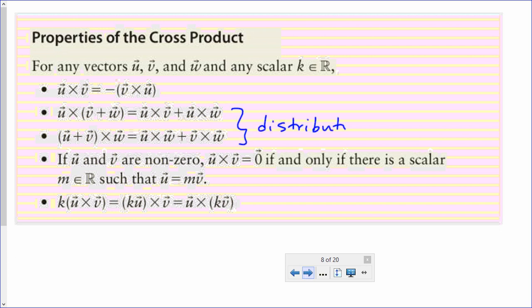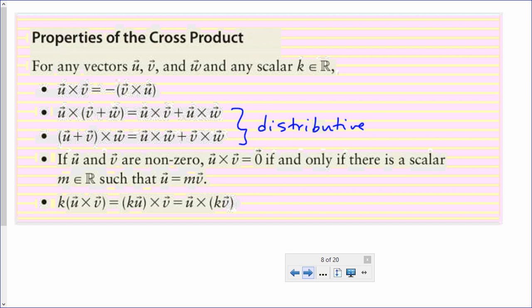It's just a matter of saying, if you have U cross V plus W or U plus V cross W, either way, you're basically doing distributive property. Okay? Now, the second last point here is kind of a cool rule. It says if vector U and vector V are non-zero, the cross product of the vectors is going to equal the 0 vector if and only if there is a scalar m element of the reals such that the vector U equals m times vector V.